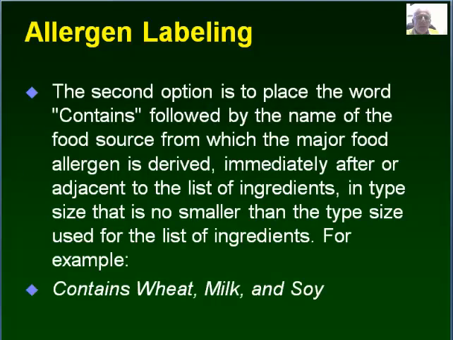A second option, rather than put it in parentheses, is to place the word contains followed by the name of the source of the food. And an example I gave you down here, a particular food product that we looked at before, they may say, rather than put it in parentheses after the ingredient, contains wheat, milk, and soy.